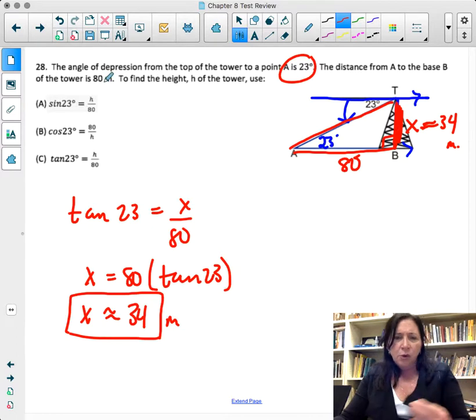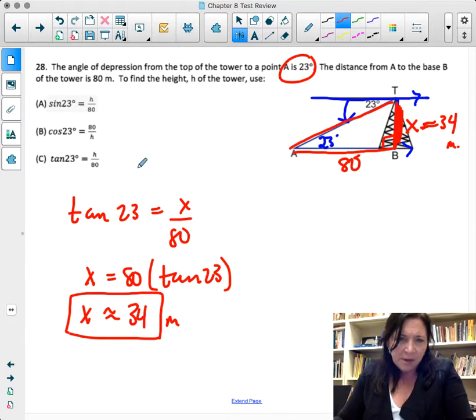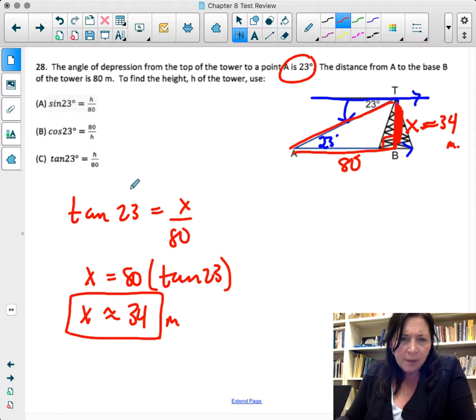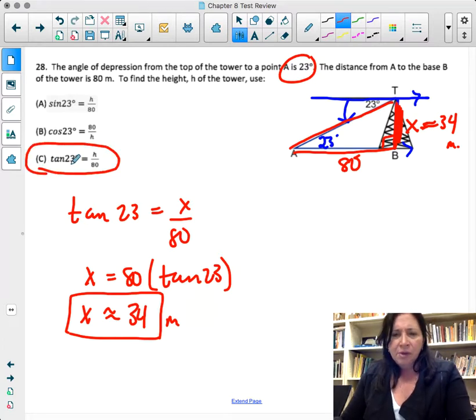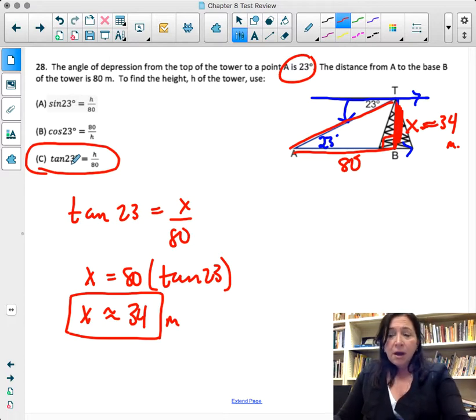I know that's not one of my answers because I went through and worked out the problem. The answer would be C. I'm just showing you how to finish the problem and work it out. Okay. I think that's it.